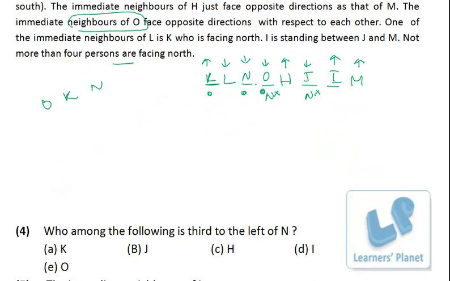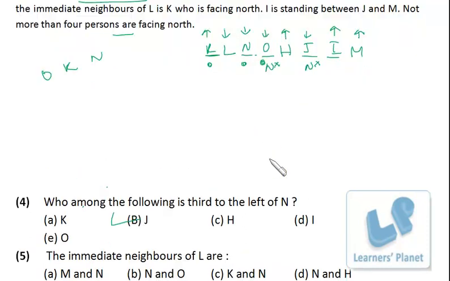Who among the following is third to the left of N? Third to the left of N. N is south facing, so left hand side will be this. So 1, 2, 3, that's J. Okay, be clear. N is south facing, so left hand side will be this side. So 1, 2, 3, that is J.